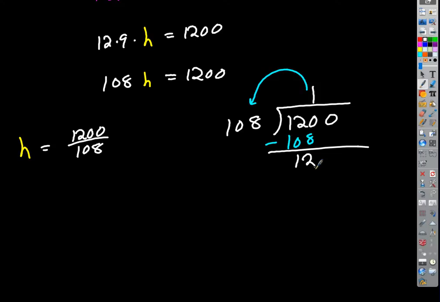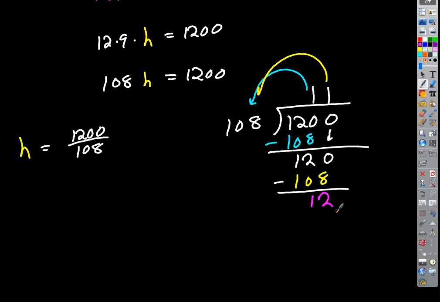So 120 minus 108 is what? 12. Okay, but 108 obviously doesn't go into 12, so I have to drop another digit down, right? And I get 120 again. Well, we already did this, right? 108 goes into 120. We already know it goes in 1 time. If I multiply that again, I'm going to get 108. And when I subtract, what do I get? 12. Okay, well, I'm done, right?